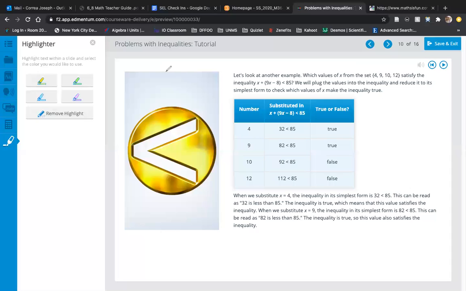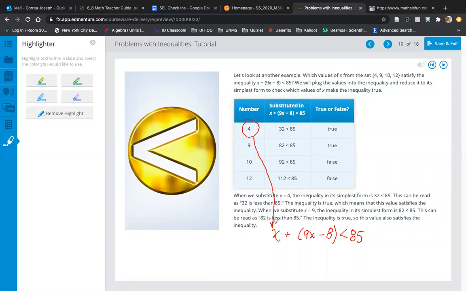So this inequality that it's told us now is x plus 9x minus 8 is less than 85. So again, you do the same exact thing. If I was trying to work with x being the value 4, right? The only thing you need to be careful about now is that you need to substitute in two different places, right? So I would need to take this 4 here, replace it with this x here.